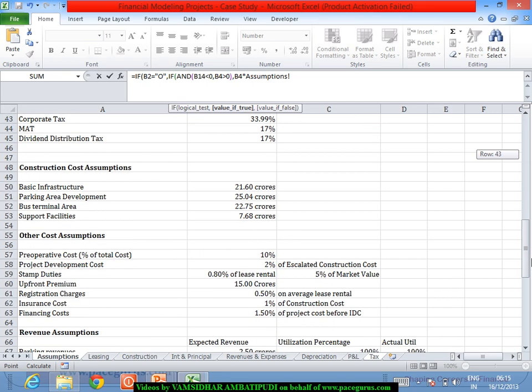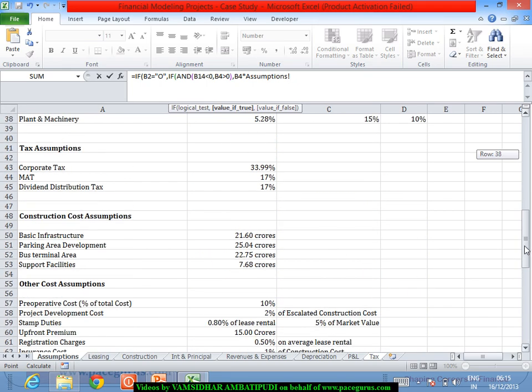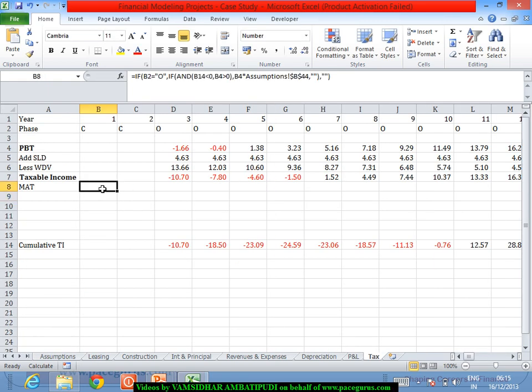The minimum alternate tax on the PBT amount is typically paid. So I'll go for this number. The minimum alternate tax on the PBT is paid if both the rules are typically met. Otherwise, no MAT is paid, and even if it is not an operating phase, the MAT is not applicable.